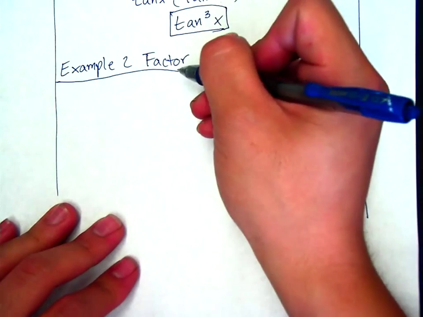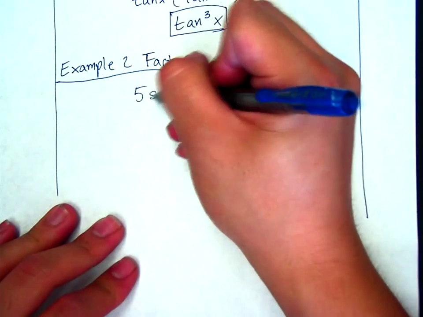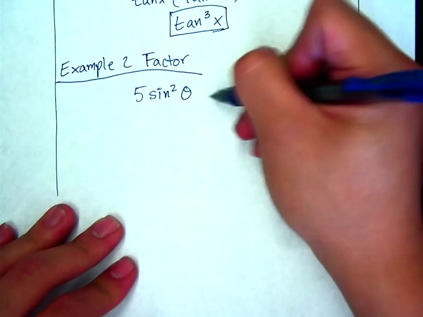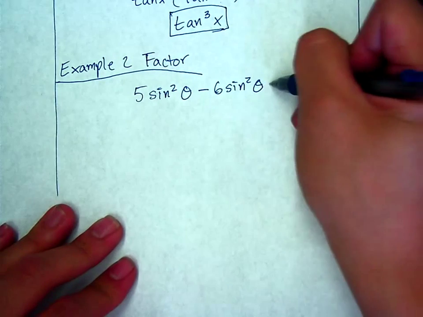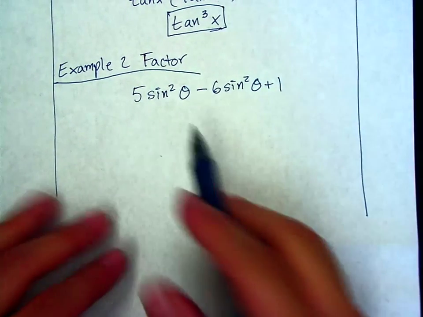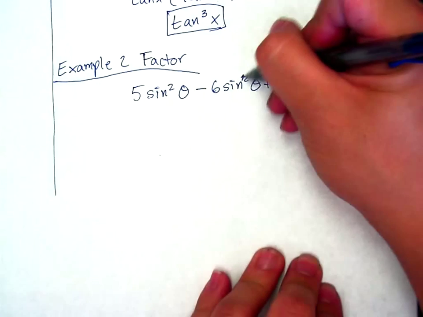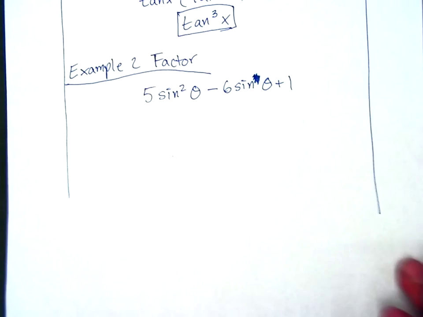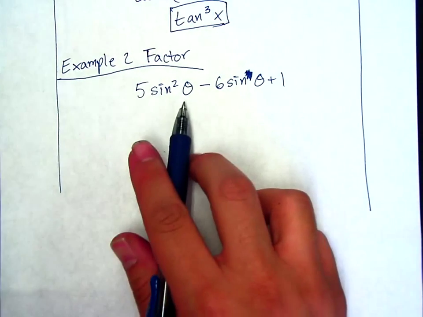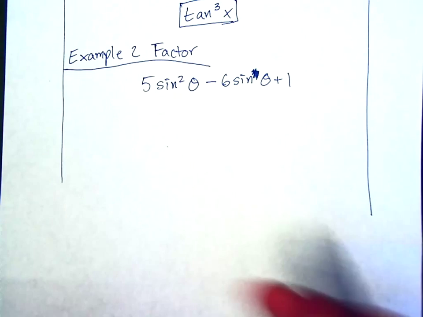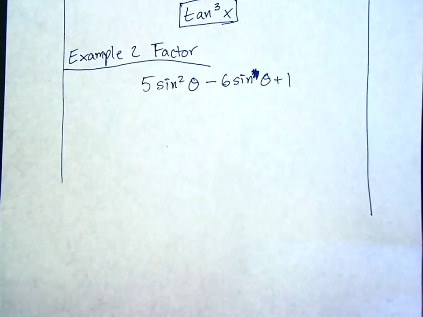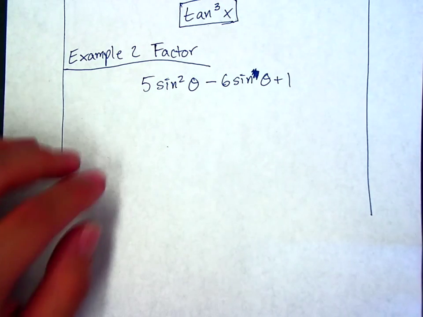And what I mean is that in this problem, I'm going to have 5 sine squared theta minus 6 sine theta plus 1. So what I mean by a singular trig function is that I don't have cosine or tangent, or something else lurking in this whole expression. Instead, it's all just sine.